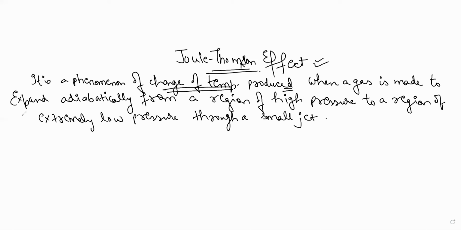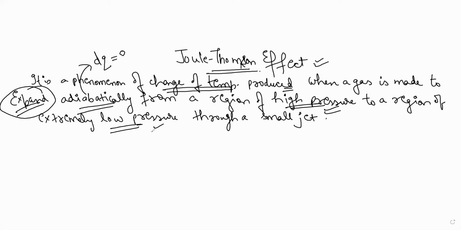a gas is made to expand. So this is a case of adiabatic expansion of a gas. It is well insulated, so that no heat exchange occurs, from a region of high pressure to a region of extremely low pressure. So no heat is getting exchanged, and the temperature change will be calculated when pressure changes from high to lower level through a small jet, or you can also write throttle.